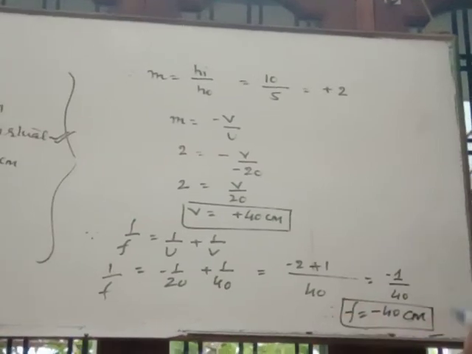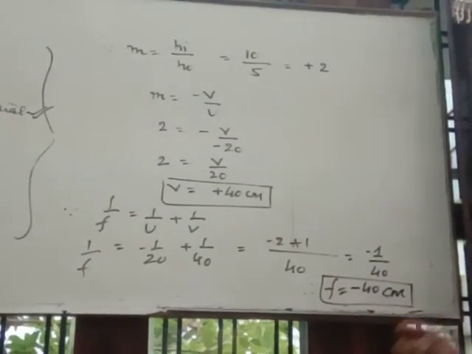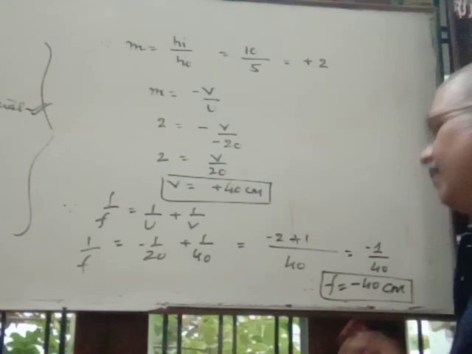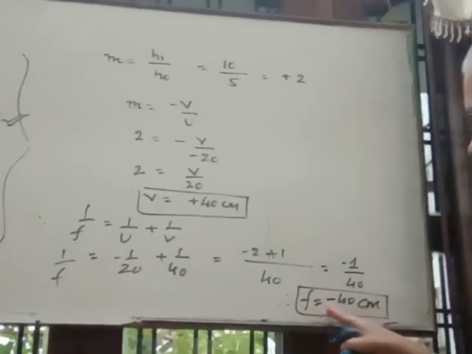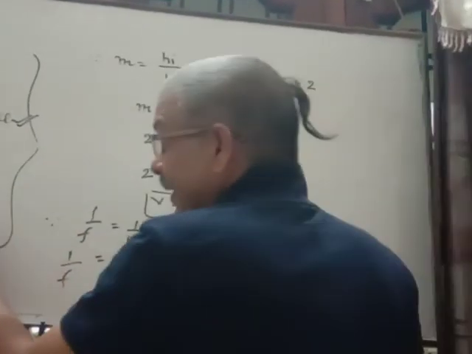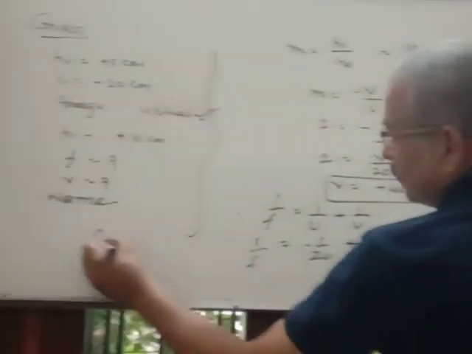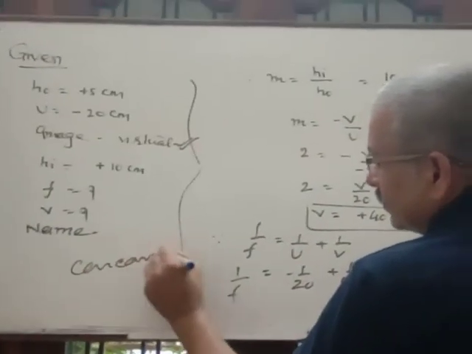And as you know, in between concave and convex, focal length of a concave mirror is negative. Since focal length is negative, so the given mirror is concave. Clear?